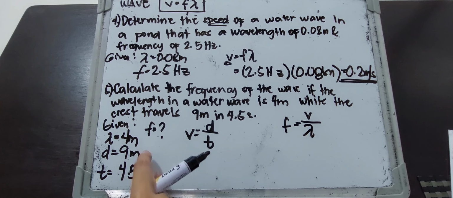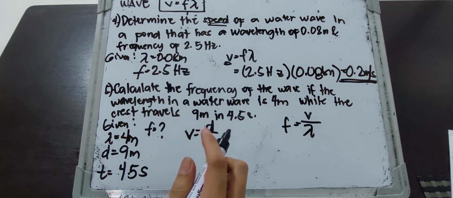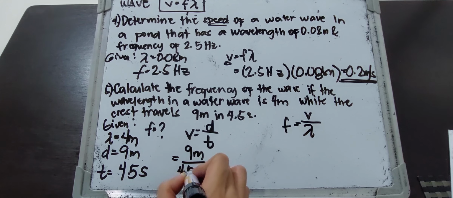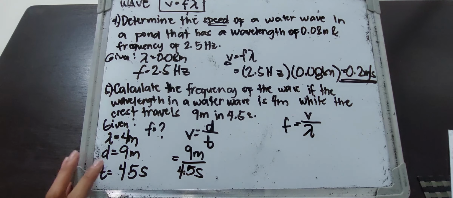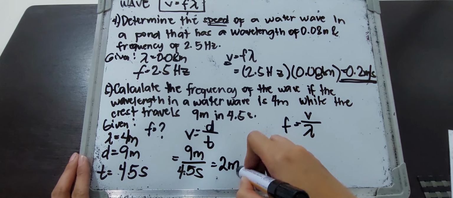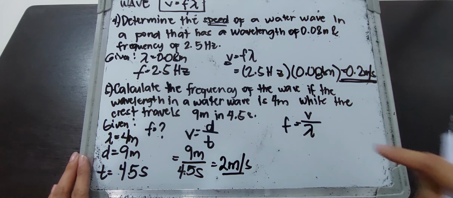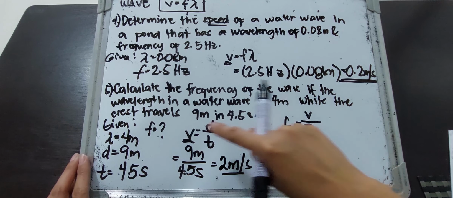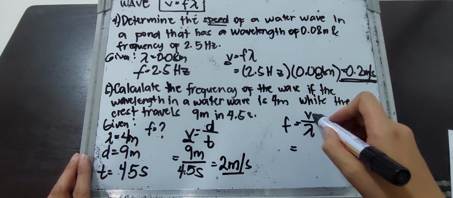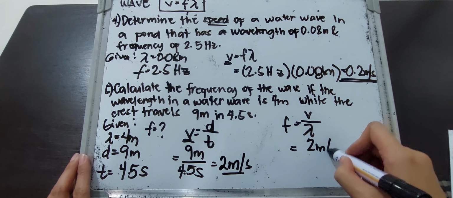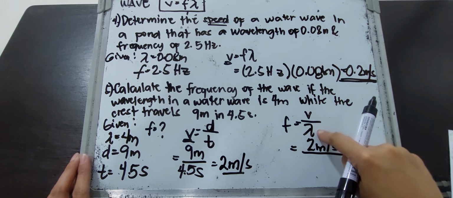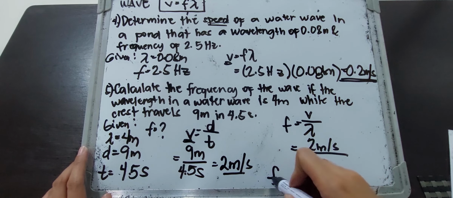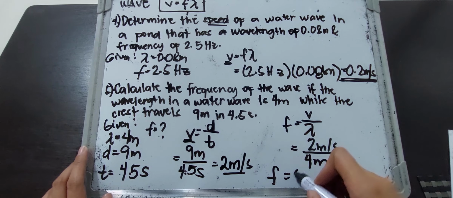So, since meron tayong distance at time, pwede natin tong gamitin. So, distance is 9 meters divided by 4.5 seconds. So, 9 divided by 4.5 is 2 meters per second. So, we already have the speed. Okay na. So, we can now solve for frequency. So, frequency is equal to the speed 2 meters per second divided by the wavelength, which is 4 meters. So, 2 divided by 4 is 0.5.